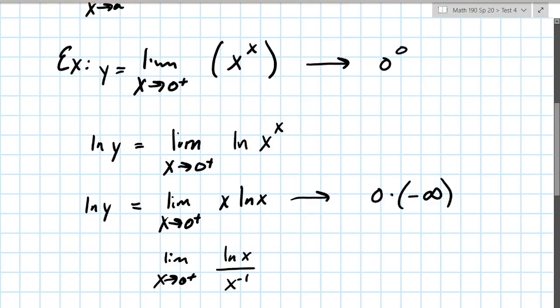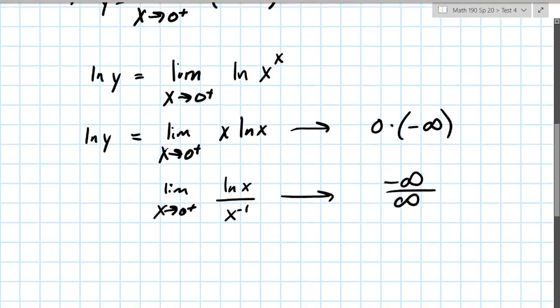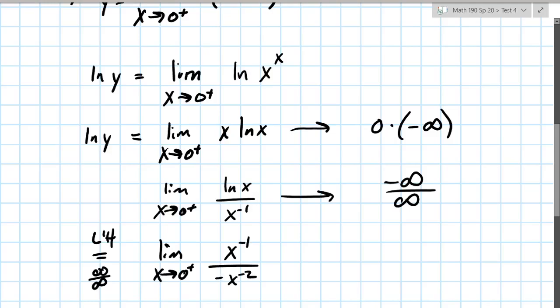Now this looks familiar. We did this problem earlier. The top is going to negative infinity, the bottom is going to positive infinity, and now we can use L'Hopital's rule. Using L'Hopital's rule, taking the derivative of the top, we have 1 over x, which is x to the negative 1. Taking the derivative of the bottom, we have negative x to the negative 2.